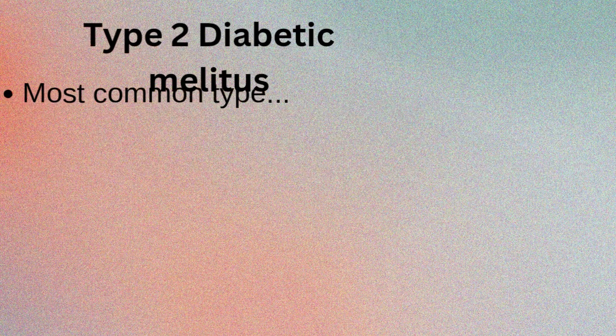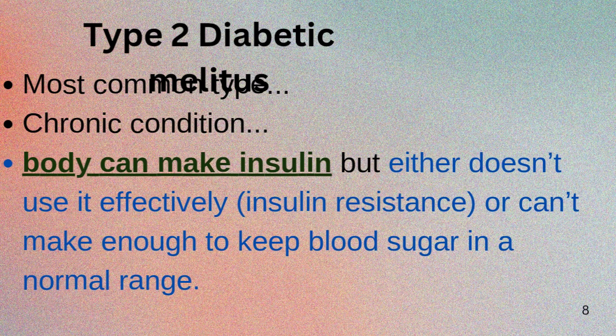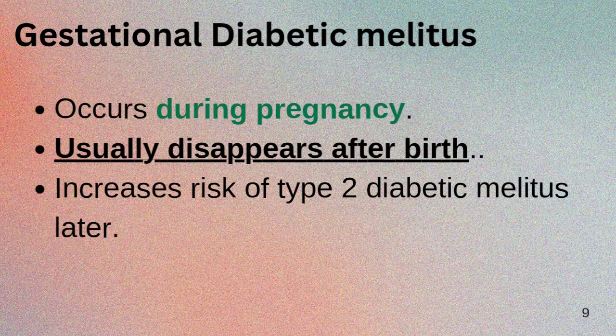What is type 2 diabetes mellitus? Most common type, chronic condition. Body can make insulin but either doesn't use it effectively, insulin resistance, or can't make enough to keep blood sugar in a normal range. Gestational diabetes mellitus occurs during pregnancy, usually disappears after birth, increases risk of type 2 diabetes mellitus later.